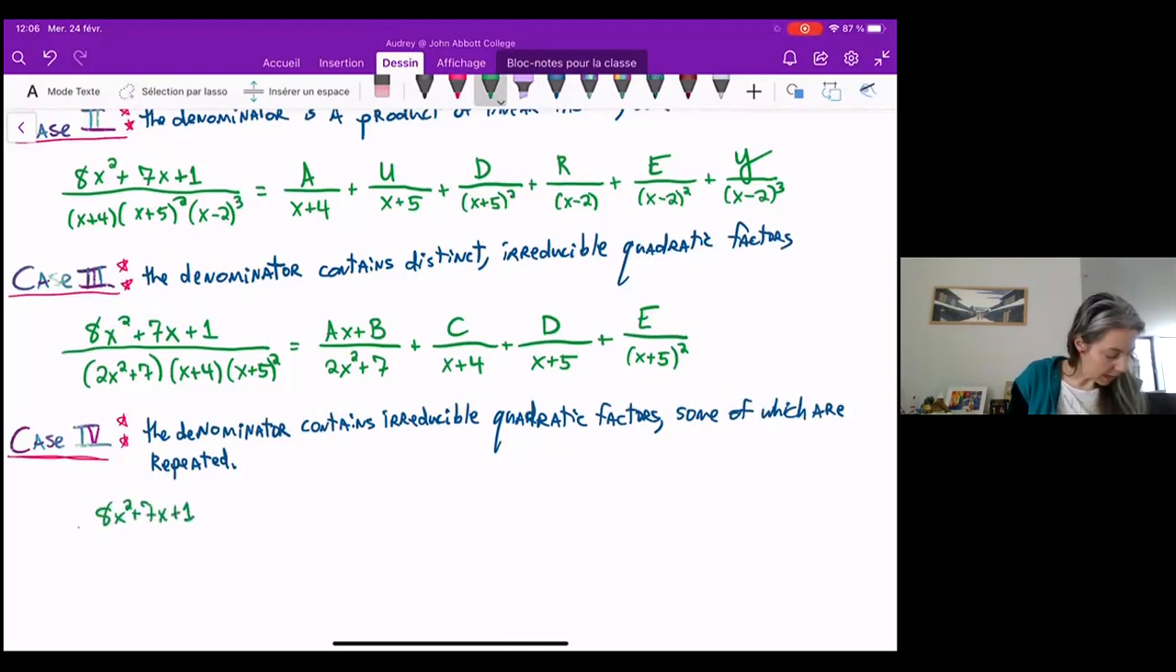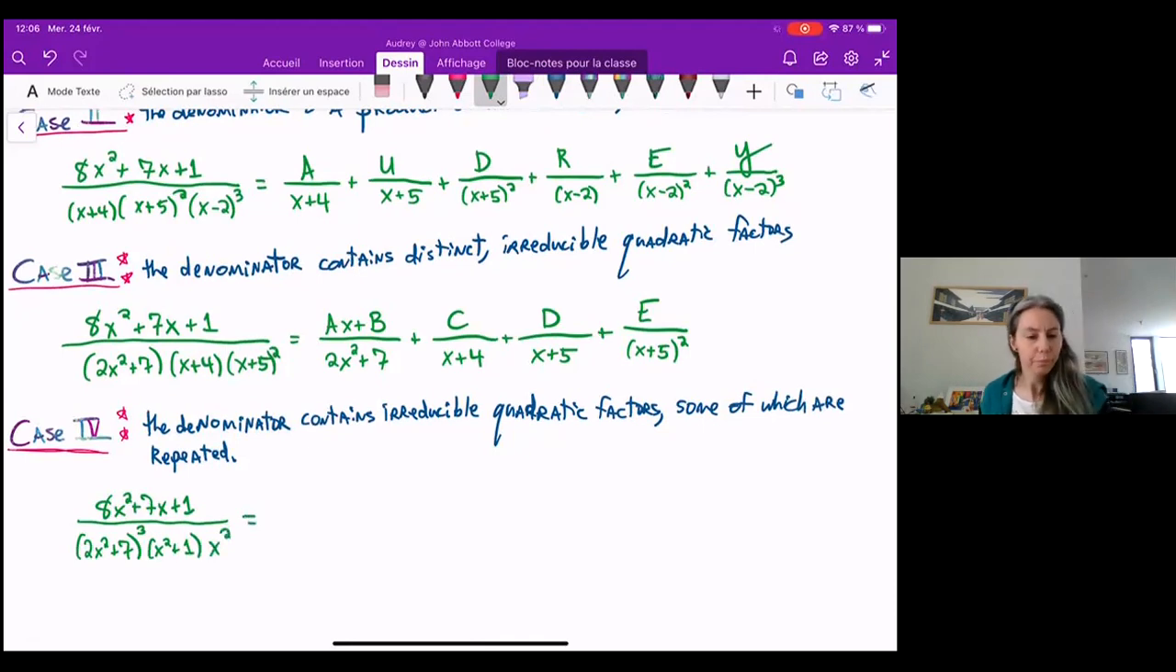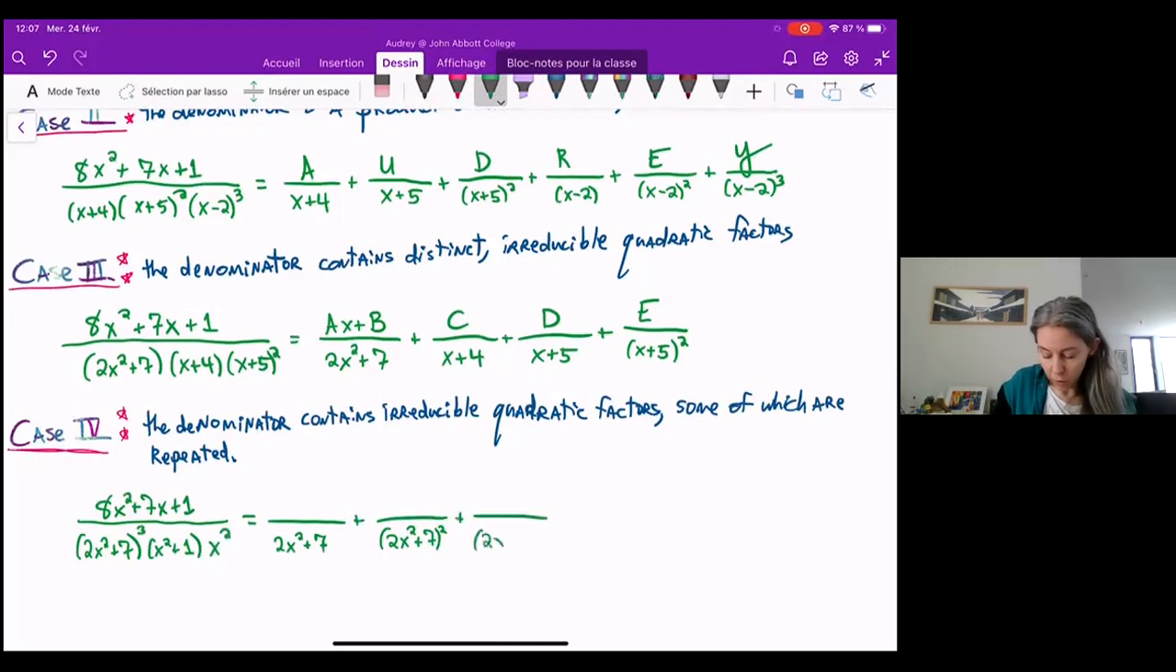But in the denominator, that 2x squared plus 7 I have is going to be cubed. And then maybe I have another one that just occurs one time. And then let's say that I also have an x squared, because it's going to be important to think about that. So the 2x squared plus 7 is occurring 3 times, which means it gets a 2x squared plus 7. That's one of the factors. 2x squared plus 7 squared, that's another one of the factors. And 2x squared plus 7 cubed is my last factor. Then x squared plus 1 occurs one time, so it only gets one factor.